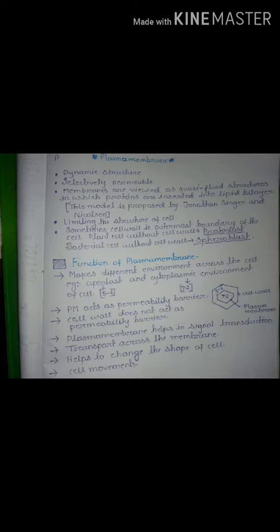Now, selectively permeable. The plasma membrane does not allow all solutes, large molecules, cations or anions to pass directly through the membrane. There are certain protein transporters inserted in the plasma membrane that help in the transport of large molecules, anions or cations.